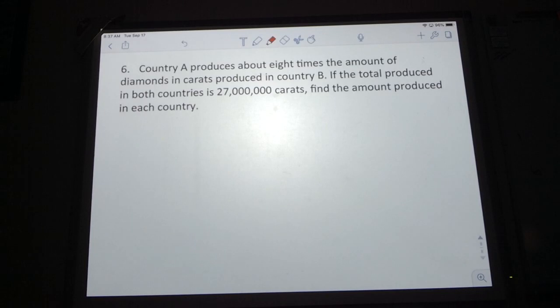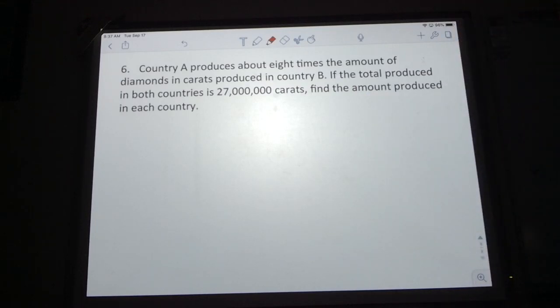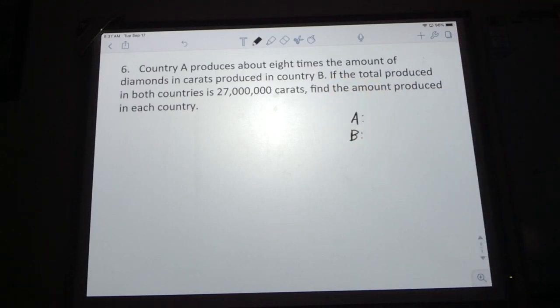Okay? All right. So country A and country B. Country A produces 8 times the amount that country B produces. If the total produced is 27 million, find the amount produced in each country. So we're going to write down our two categories. Our two categories this time are country A and country B. Which one of those is our base? Which one of them are we basing stuff on? B. Because A produces 8 times of country B. So country B is our base. That means that A is 8 times that.